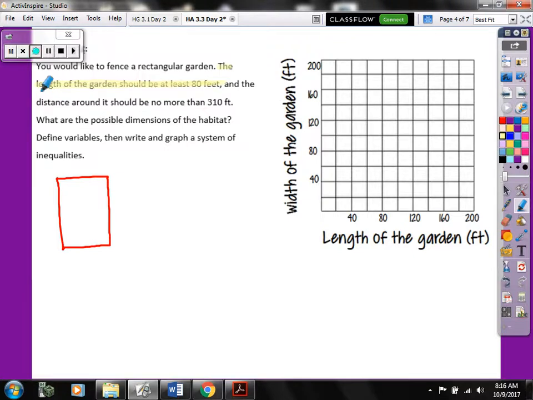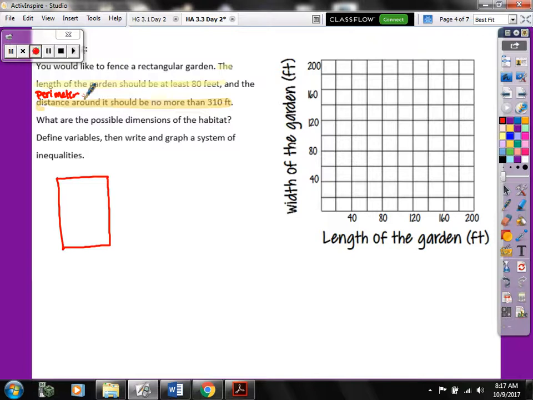And the distance around it should be no more than 310. So again, we need to interpret the distance around it. That means the perimeter. Okay, which we can use a formula for, or we can also just add up the sides. What are the possible dimensions of the habitat? Define variables, then write and graph a system of inequalities.